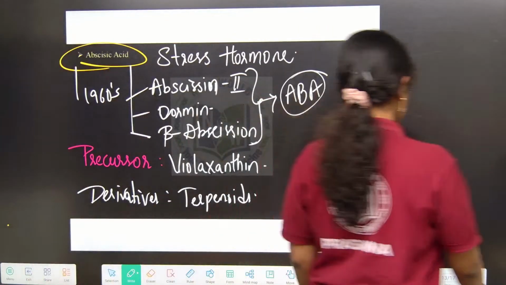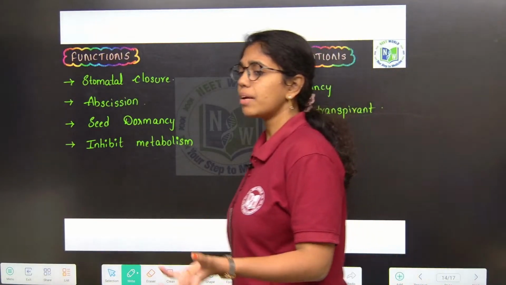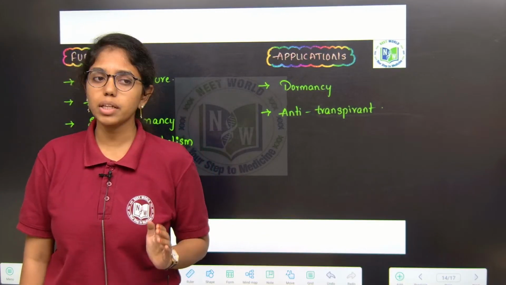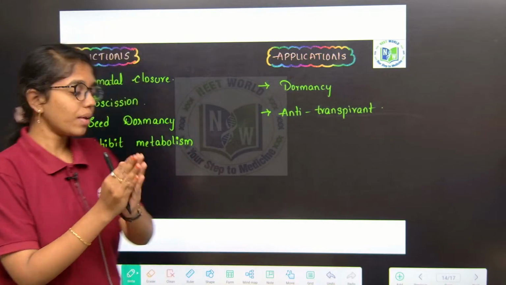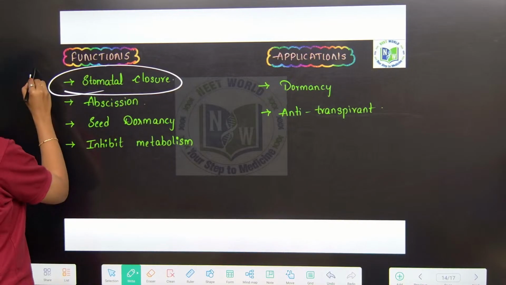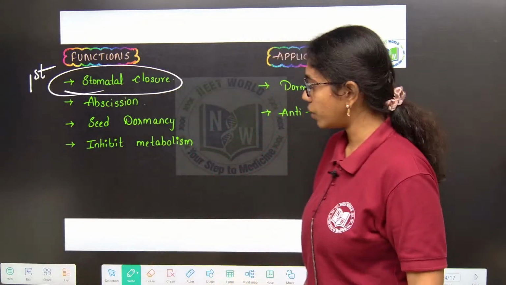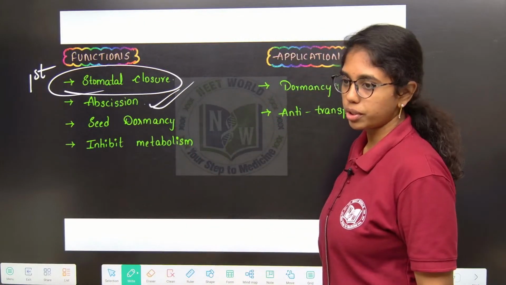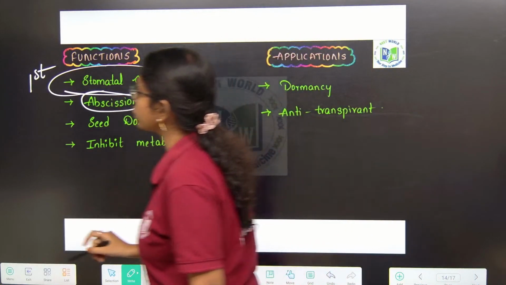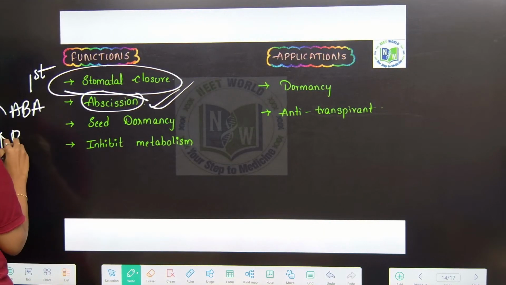Now we will look into its functions and uses. As it is a stress hormone, anytime any stress happens to any organism, what is the first thing we will do? We will shut the doors, right? Same way in the plant, the first response is stomatal closure. This is the first response observed in a plant whenever there is a stressful condition. Second is abscission. The more the concentration of abscisic acid, the more will be abscission.